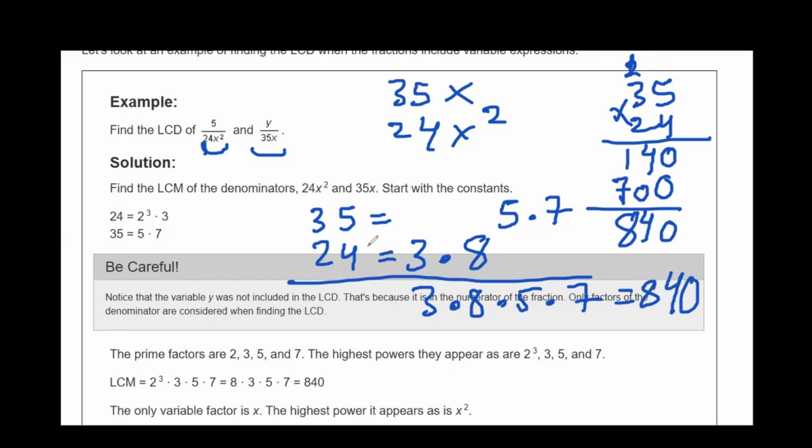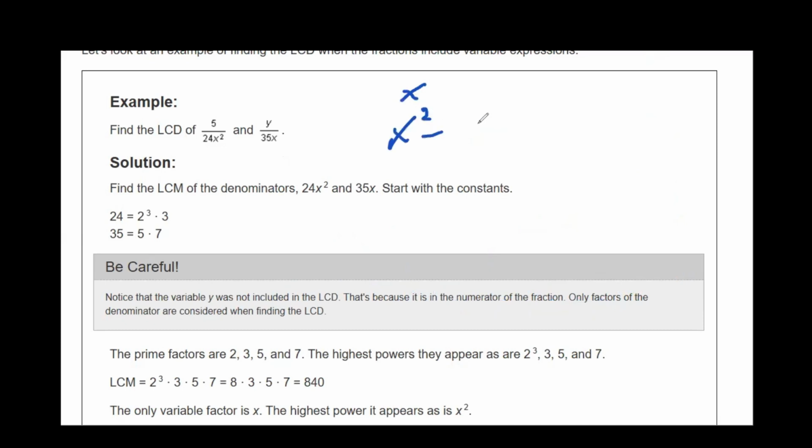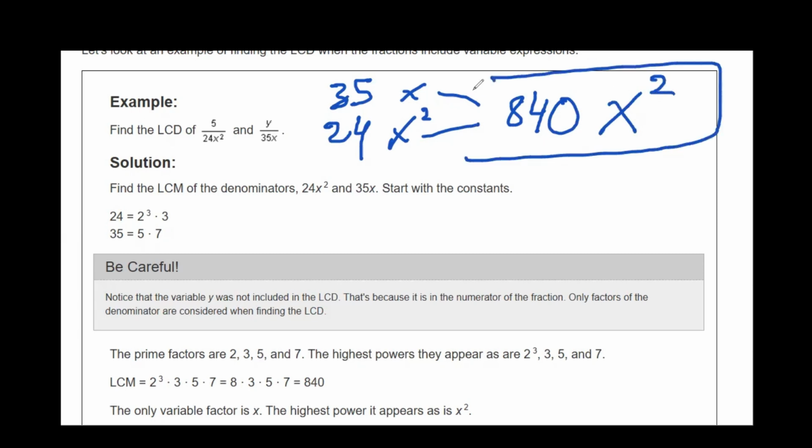Least common multiple. Now we think about x and x power 2. What is the least common multiple between x and x power 2? We take the greatest power, correct? The greatest power between x and x power 2 is x power 2. That's it. This is the least common multiple, least common denominator.